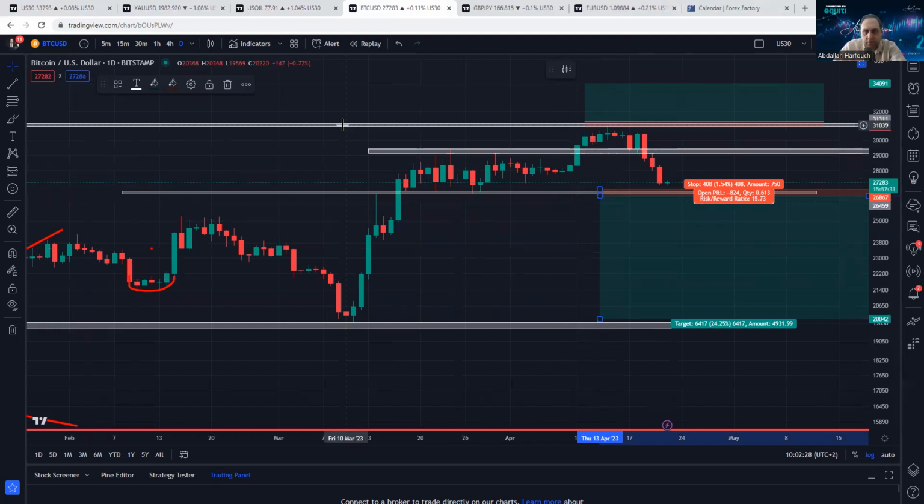Breaking this support will give it room, and it will give the potential for a nice push down. We have a clean traffic.